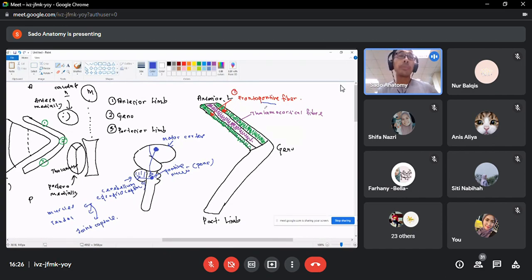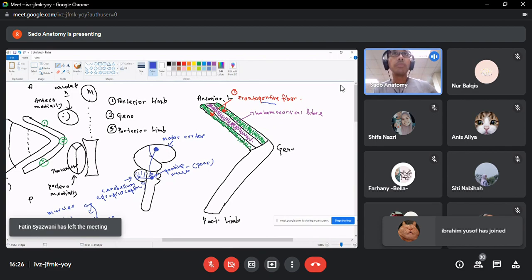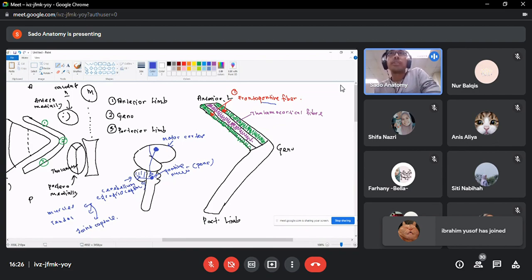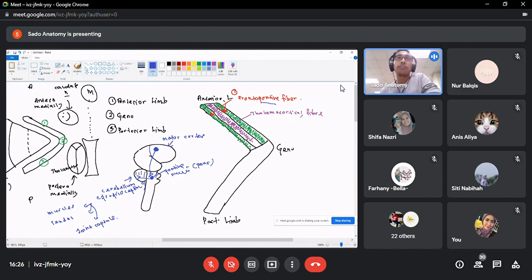After this, when we talk about the brainstem and cerebellum, you will understand more. For the time being, the main concern is this tract, the frontopontine fiber. This frontopontine fiber passes through your anterior limb of the internal capsule. That's number one. Number two, the second tract passing through your anterior limb of the internal capsule is what we call the thalamocortical fiber.